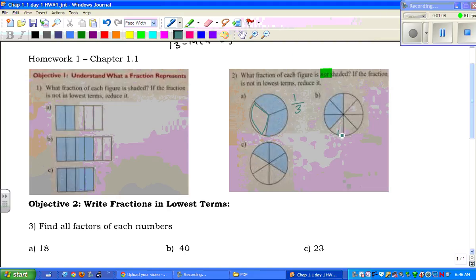B, we've got 1, 2, 3, 4. We have 5 out of 8 that are not shaded, and that's in lowest terms. And for C, lowest terms, let's take a look. We have 3 out of 6. The lowest terms for that is going to be 1/2, because you can divide both the top and the bottom by 3.